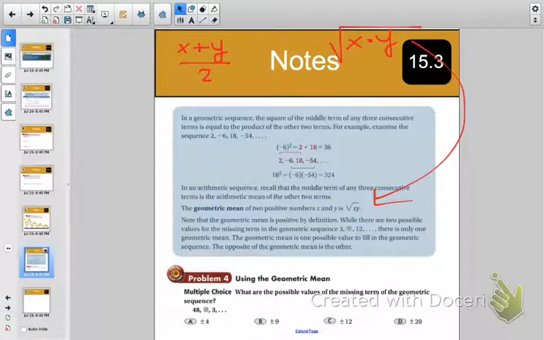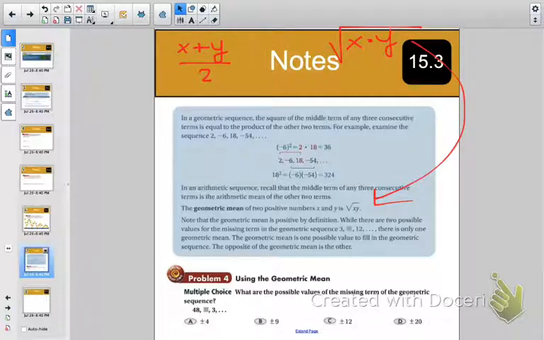Note the geometric mean is positive by definition, while there are two possible values for the missing term in the geometric sequence, 3 blank 12, because it could be positive or negative there. There's only one geometric mean. The geometric mean is one possible value to fill in the geometric sequence. The opposite of the geometric mean is the other. So that's why on this one we have all these plus or minuses. It says what are the possible values for the term of the geometric sequence.